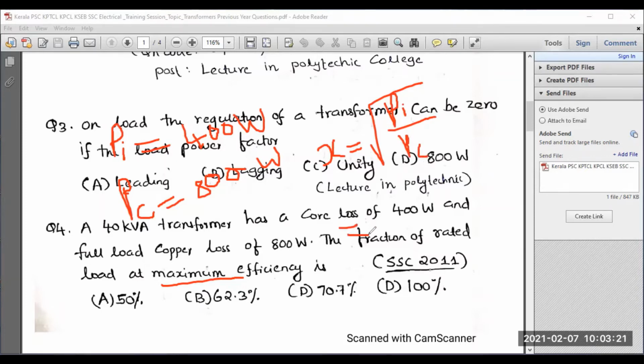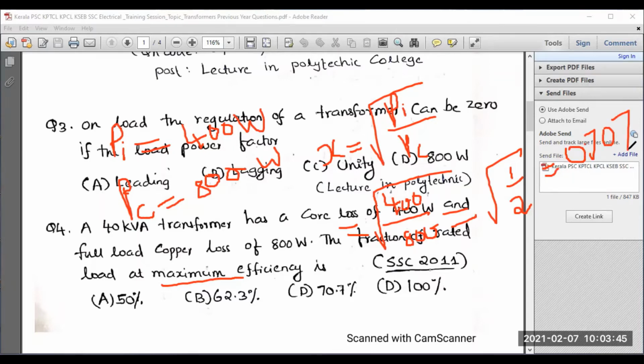So directly substitute in the formula. You will be getting the answer. How much is it? 400 divided by 800. That is nothing but 1 by 2, square root of 1 by 2. If you calculate the square root of 1 by 2, you will be getting how much? 0.707. That is the answer.